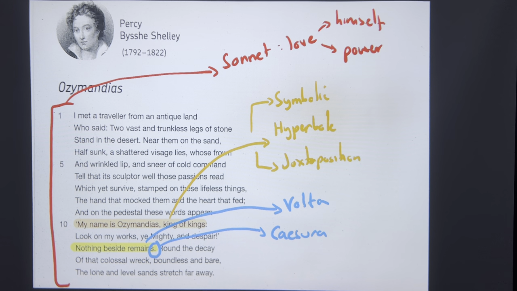And then, guys, another quote I would use. "Shattered visage lies." I really love this quote, guys. I always talk about the adjective here.